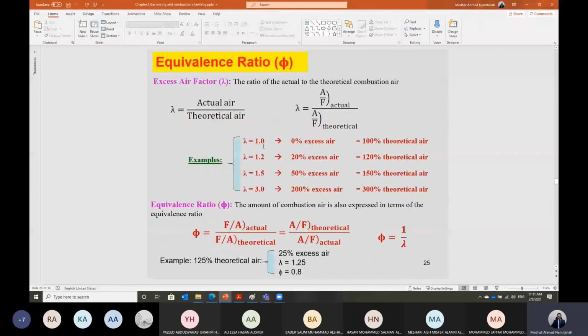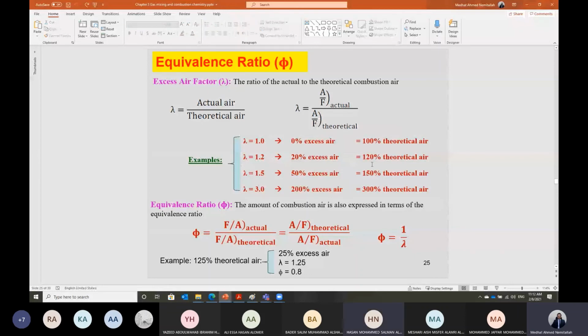Okay, so here it is. If we have 0% excess air, lambda is equal to 1. We have theoretical air in this case. But if we have 20% excess air, that means we have 120% theoretical air, and lambda will equal 1 plus 0.2, which is 1.2. If we have 200% excess air, lambda will equal 2 plus 1, which is 3 in this case. So either we say theoretical air or excess air, and the difference is 100%. Okay, is it clear, Shabab?